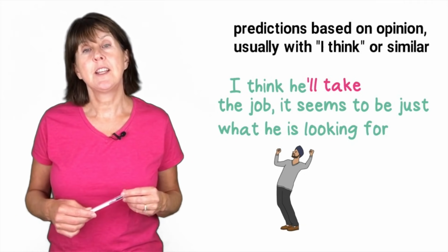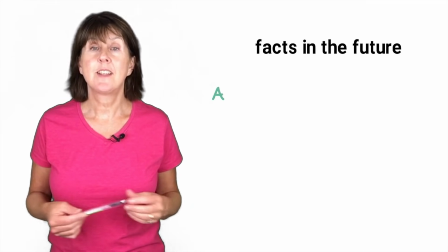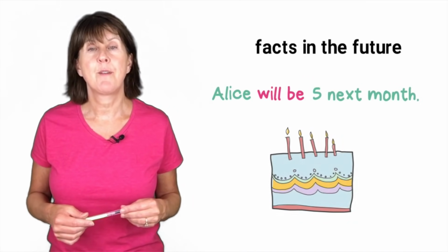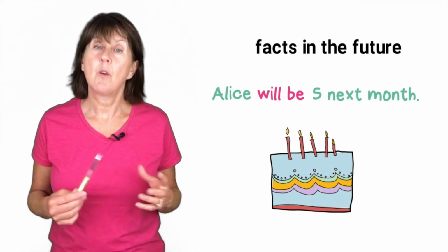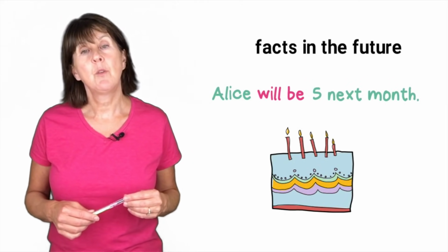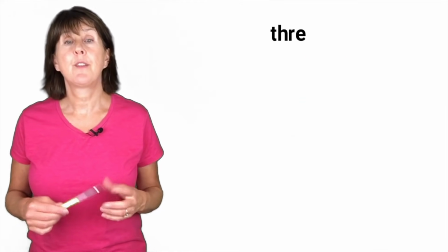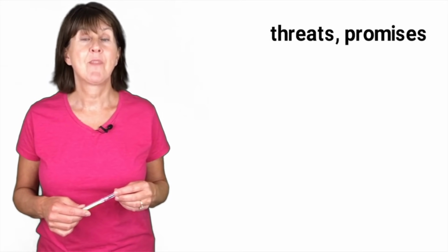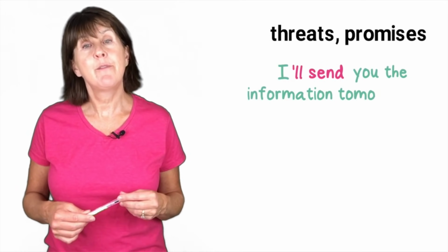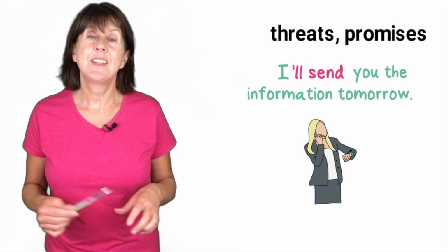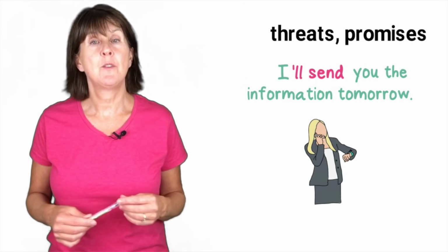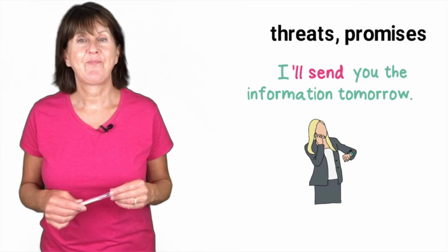The will future is also used for facts in the future. So for instance, Alice will be 5 next month. This is a fact, so we use will. Finally, the will future is also used for threats and promises. So I'll send you the information tomorrow. This is a promise. So we use the will future.